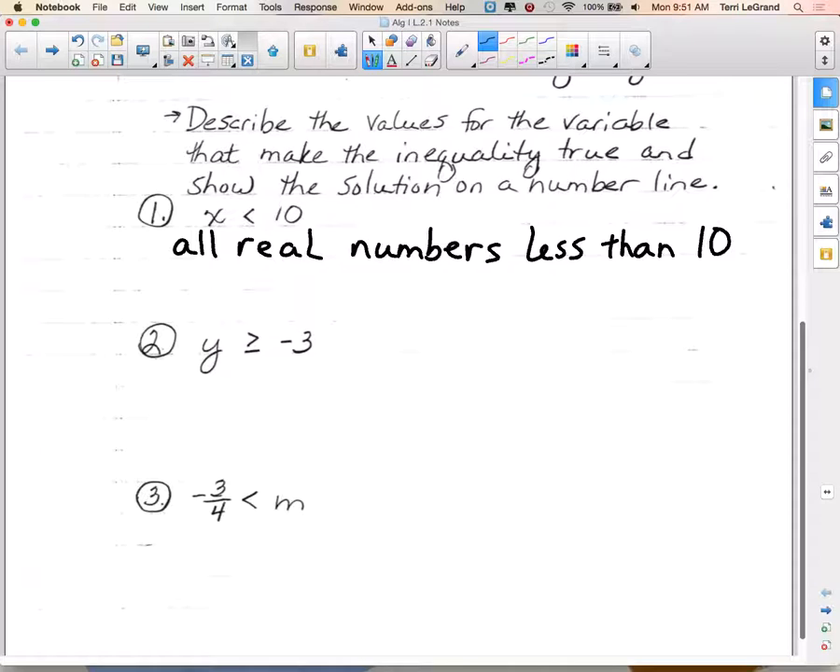So is 10 included? No. It's got to be equal to if 10 was included, right? Now, what would be the first number that would be in that set? Anybody think they know? Pardon? 1. So I'm kind of saying like first number less than 10. 9? Well, what about 9.9?